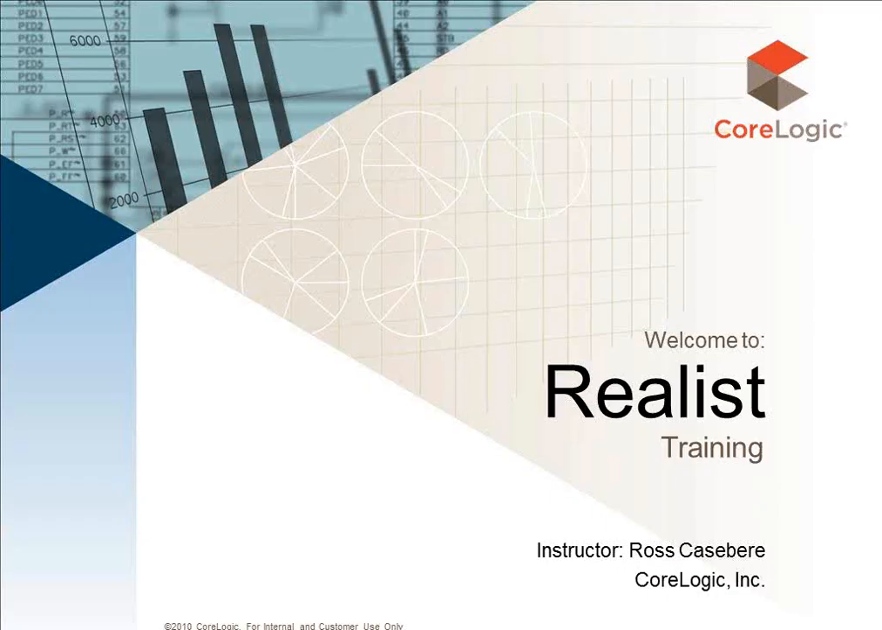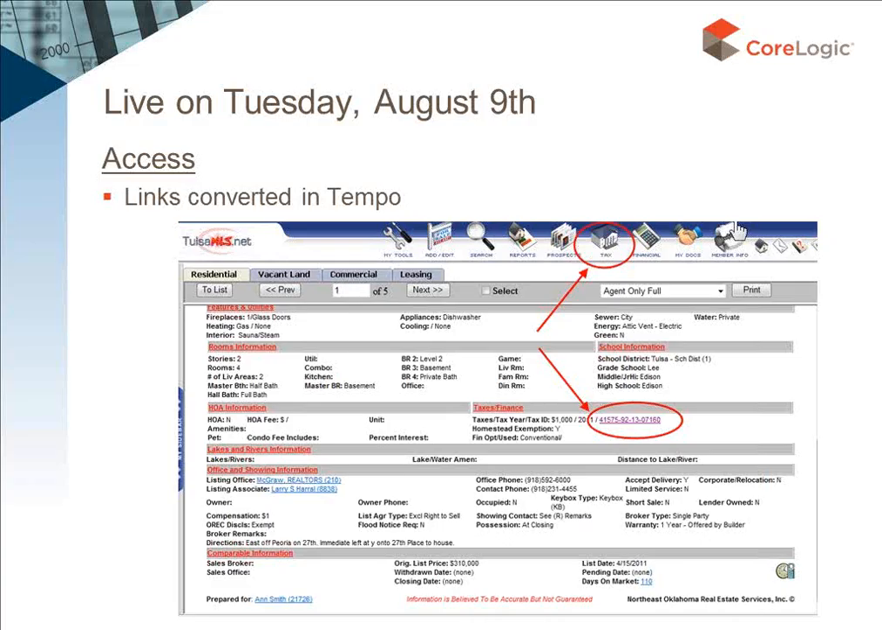Next week on Tuesday, August 9th, we're going to be converting your current Realist system over to the new version. It'll be seamless as far as the MLS is concerned. The buttons that you normally use within the Tempo system to get into Realist will remain the same. You'll have the tax link up there at the top to take you into either the county site or into the Realist program. And the tax ID link that you see on the actual listing displays will be converted over to take you into the new version of Realist. So there's nothing you'll need to do on your end as far as getting into the new system. You'll just access Realist the way you always do, and that'll take you into the new version. You click the links, and that will load up Realist.